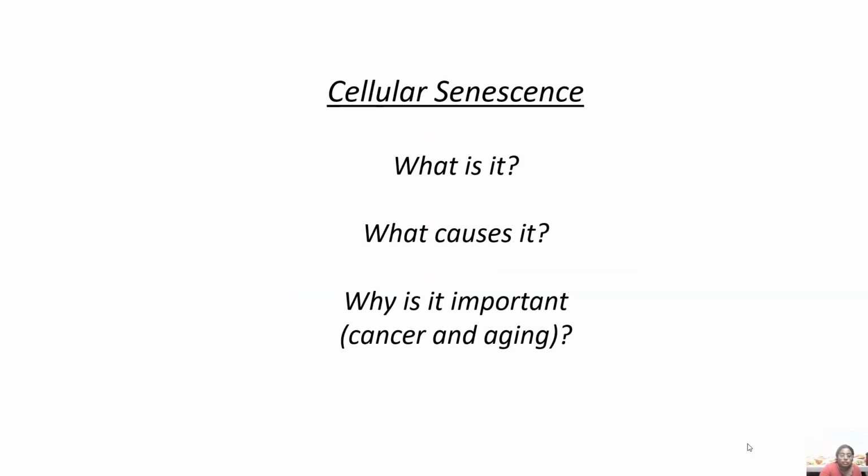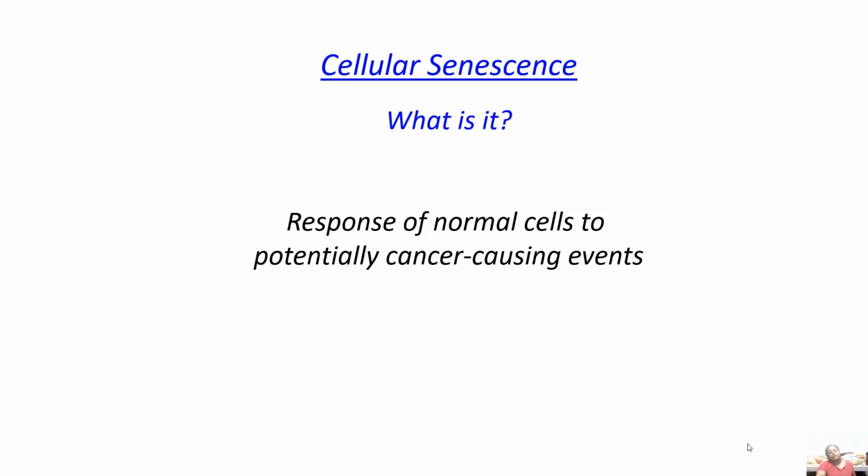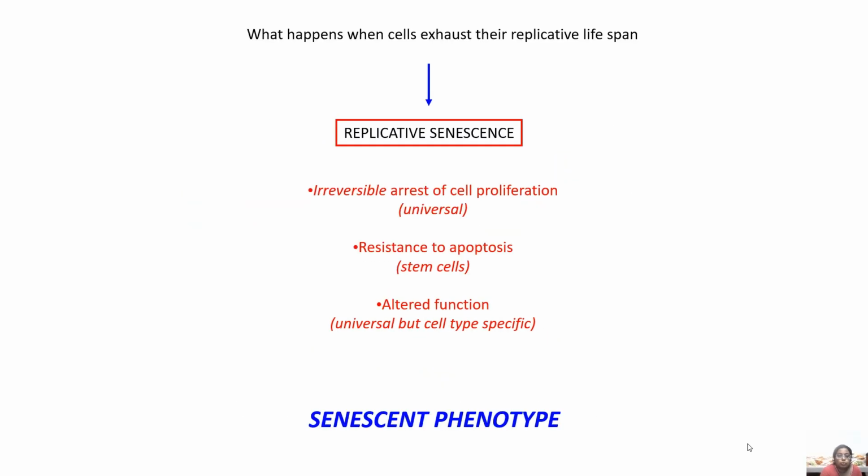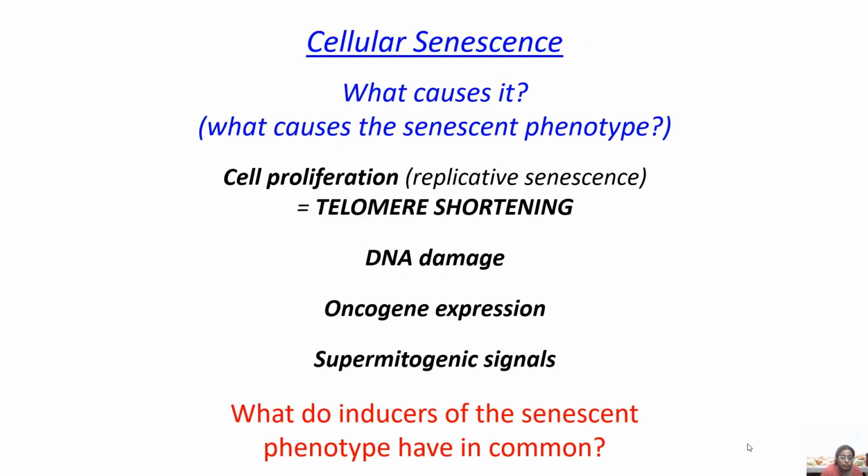So, what is it? What causes it? Senescence is the response of normal cells to potentially cancer-causing events, with exceptions being germ cells, early embryonic cells, and many tumor cells. What happens when cells exhaust their replicative lifespan? Irreversible arrest of cell proliferation, resistance to apoptosis in some cell types, and altered function. Not universal, it is cell type specific: the senescent phenotype. Inducers include telomere shortening, DNA damage, oncogene expression, and supermitogenic signals.